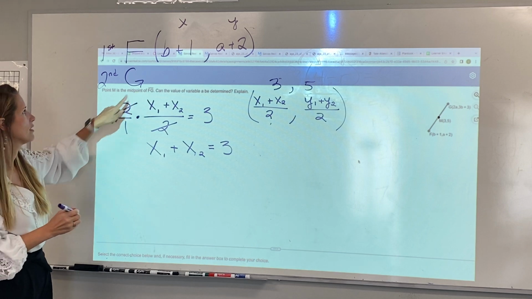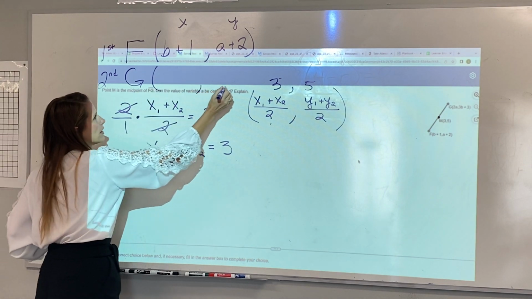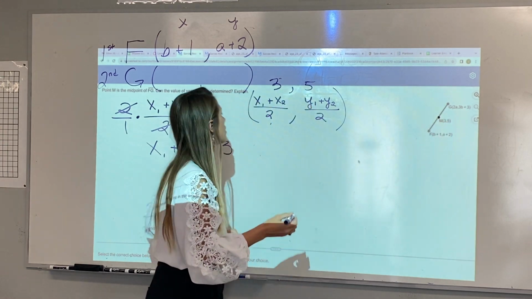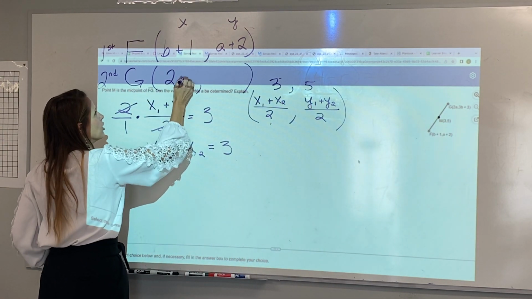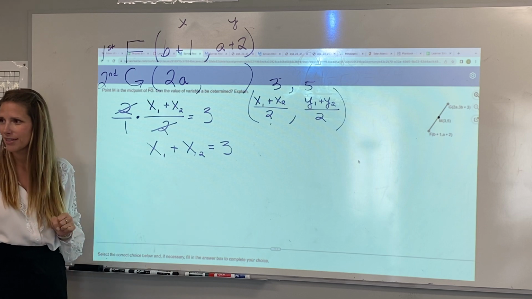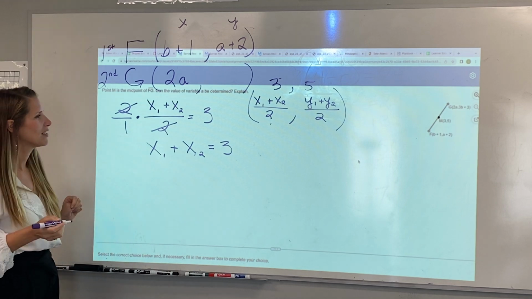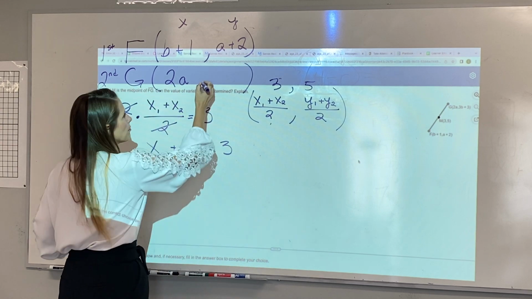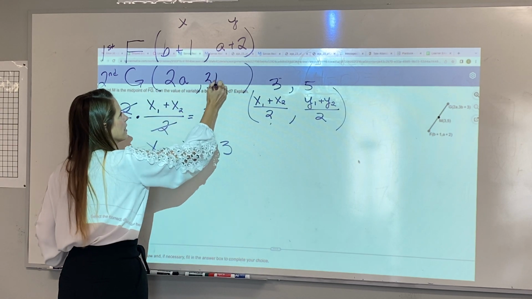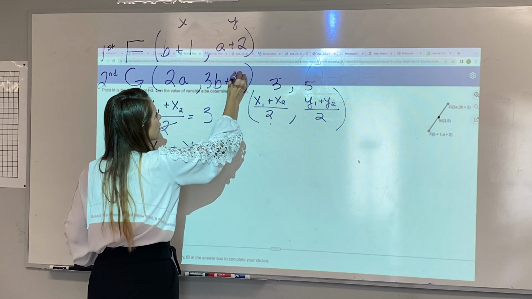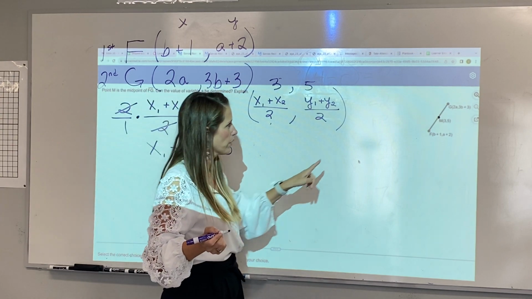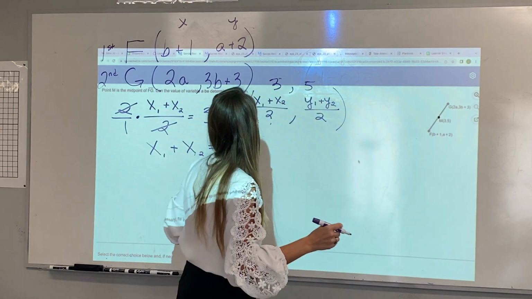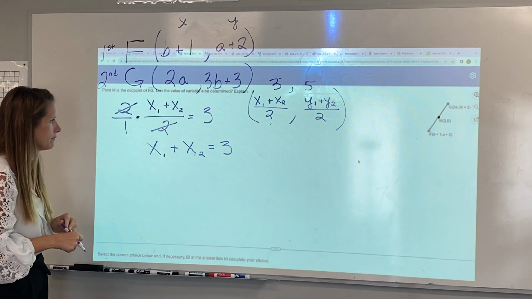Second point G, let's get our x value and our y value. What do we have? 2a, comma 3b plus 3. Do you guys all have the same numbers on this one? Yeah. Good. 2a, comma, 3b plus 3. We have to work really slowly because if we make one little mistake, the whole thing will be wrong.